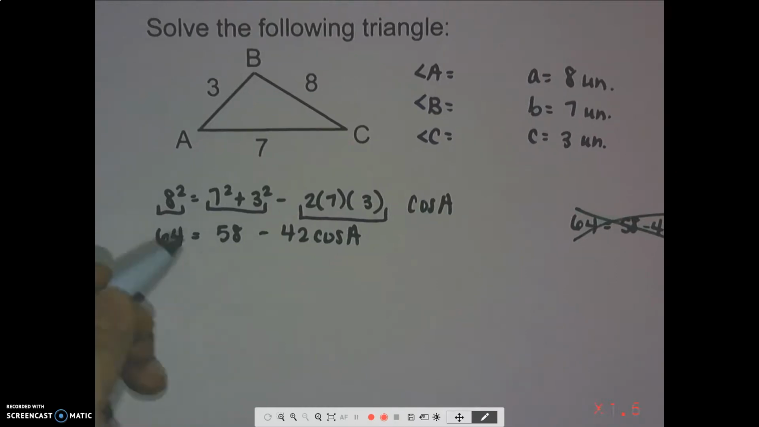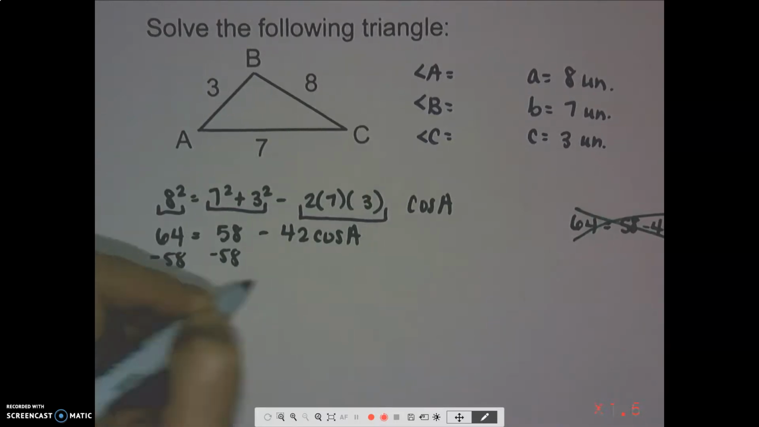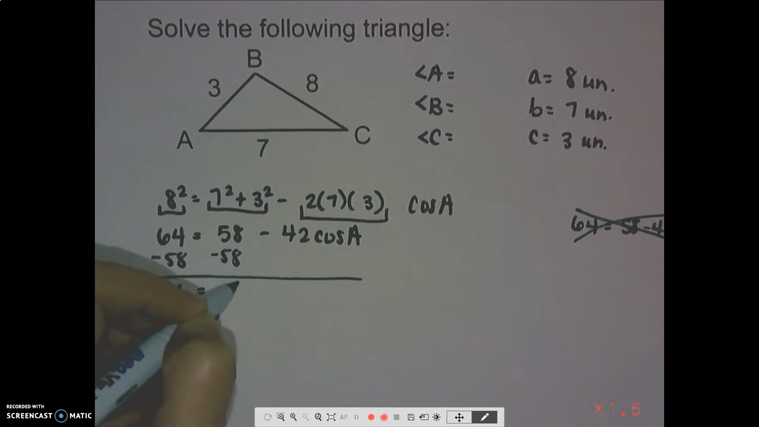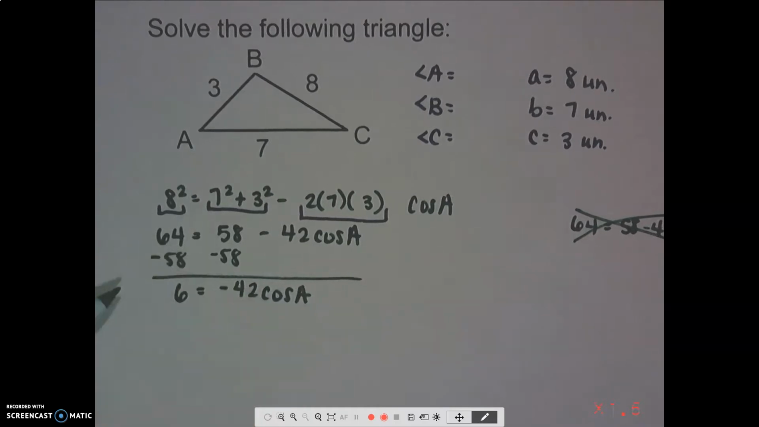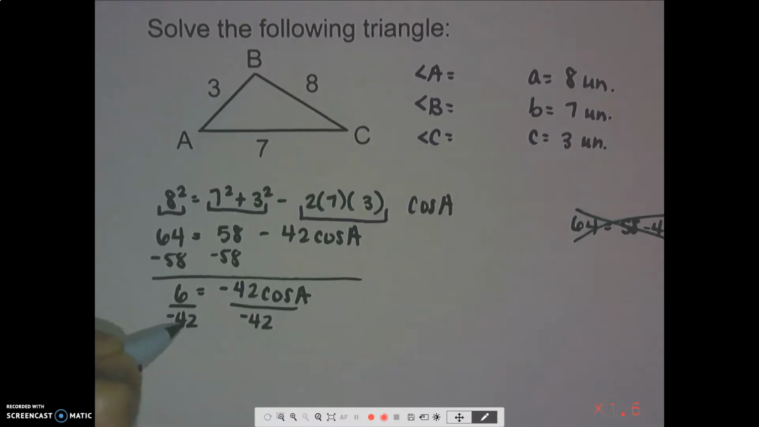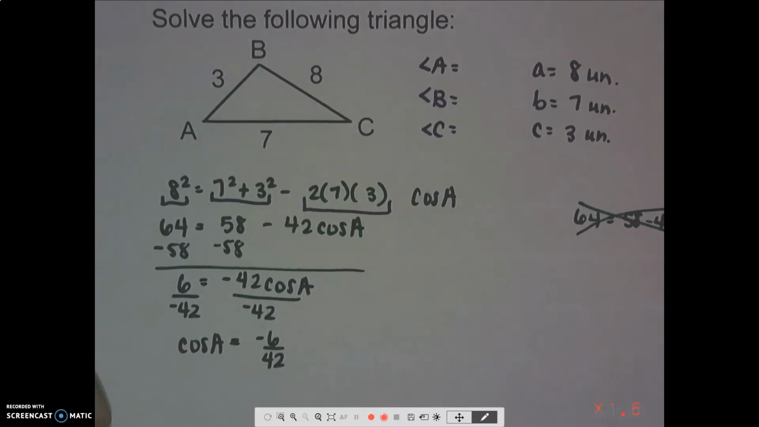All right, so our next step to work on getting the cosine of A by itself is to subtract 58 from both sides. That's going to give us 6 equals negative 42 cosine of A. To get cosine of A by itself, we divide both sides by negative 42. You can do that division if you want, and cosine of A is going to equal that decimal. You could even leave it as negative 6/42, or simplify it to negative 1/7. It's kind of up to you.